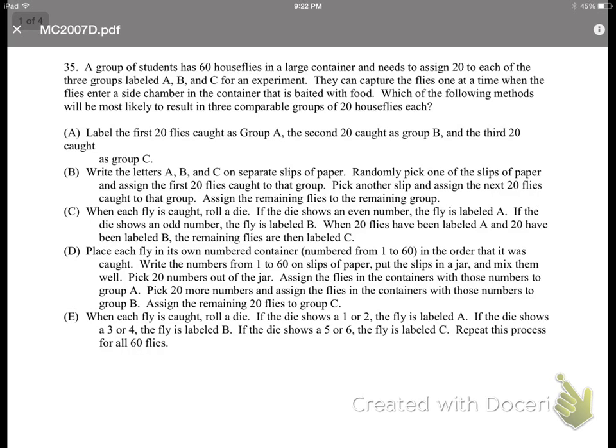So A is out. And then here, write the letters A, B, and C on a separate sheet of paper. Randomly pick one of the slips of paper and assign the first 20 to that group. And then the next 20. Again, not everybody has an equal chance. The only one where everybody has an equal chance is D.